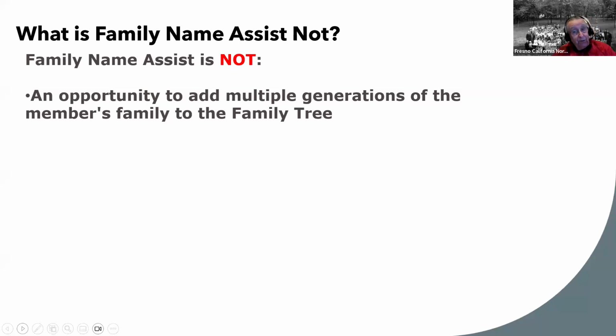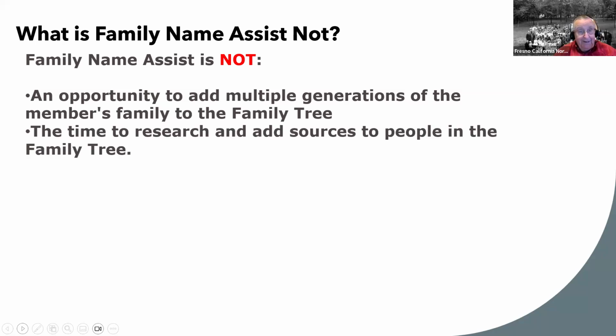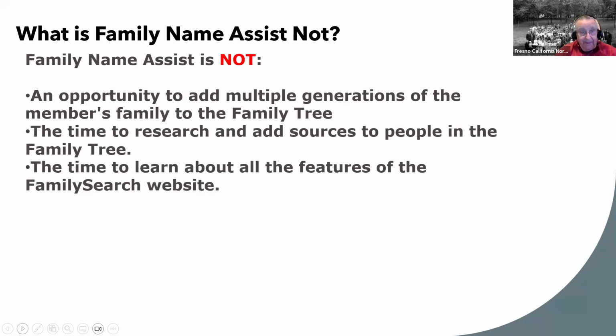Okay, so what is Family Assist not? It's not an opportunity to add multiple generations to the new member's tree. This isn't a program to help them build their tree up. And it's not a time to do research. You won't be able to do research in this program. You'll be able to put a name in, and that's all you're going to be able to do. So there's no research, no sources, things like that.